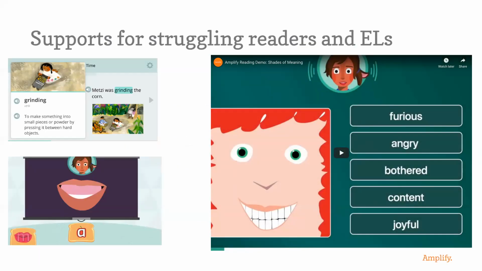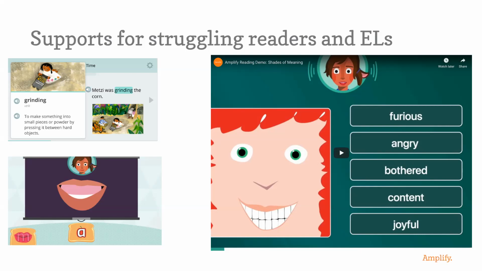Okay, and then let's talk a little bit about supports for struggling readers and English language learners. I think some of what we've just been talking about, sort of this really direct, explicit instruction with embedded feedback and practice loops for students who are exhibiting some difficulty are really key pieces that are effective for struggling readers, including English learners. That corrective feedback provides them with support, allowing them to try again.